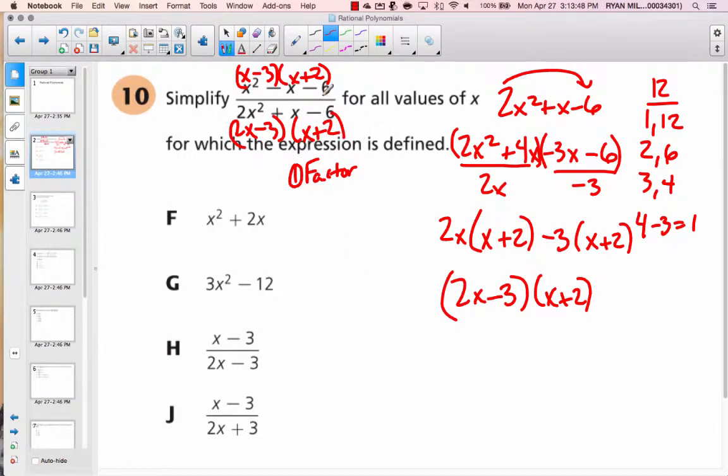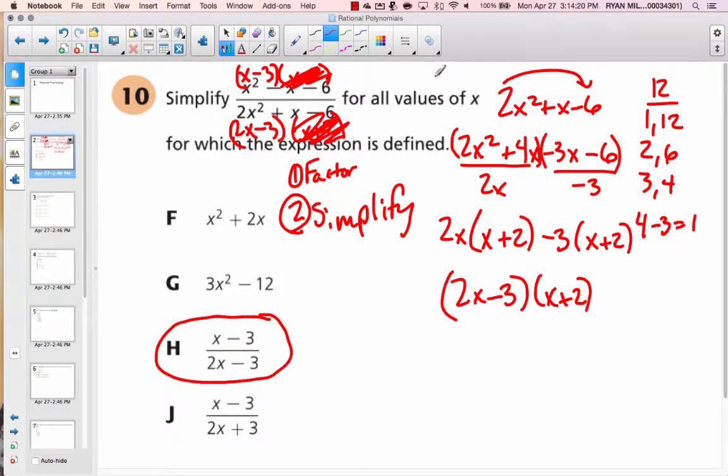Now the first step was to factor. The first step was a big step. My second step is to simplify. Okay, so I'm going to cancel what I can on top and bottom. That matches perfectly. The only thing that does that is this x plus 2 and this x plus 2. So I'm left with x minus 3 over 2x minus 3. And there's my answer. This is pretty much the process we're going to follow, and you'll see that as we go through these examples.